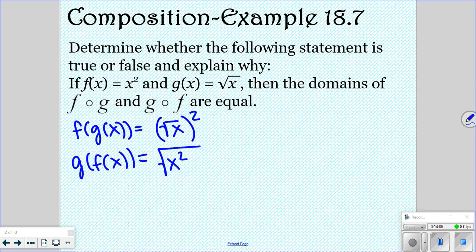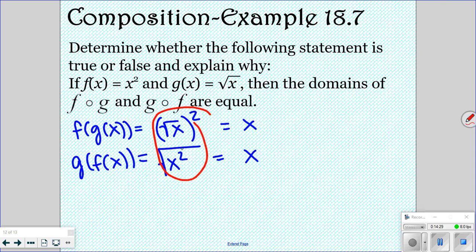So if you simplified the square root of x squared, you get x, and then the square root of x, squared, is also x. So you would think that the domains would be equal. While these are the same, that is not where we look for our domain. We have to look back here.